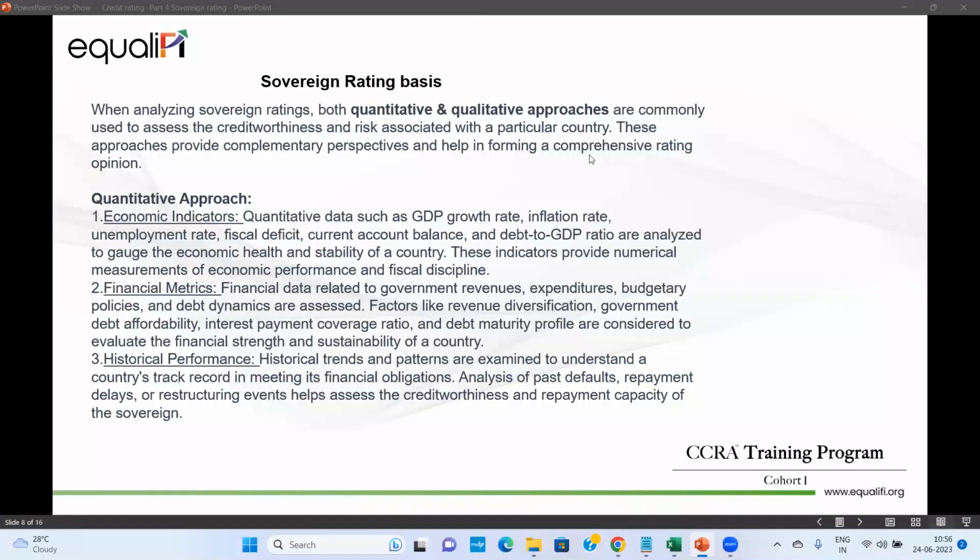Budgetary policies, debt dynamics, all these are assessed. Factors like revenue diversification, government debt affordability, interest payment coverage ratio, debt maturity profile. Now, let me ask you one thing. What is revenue diversification? What is meant by revenue diversification?